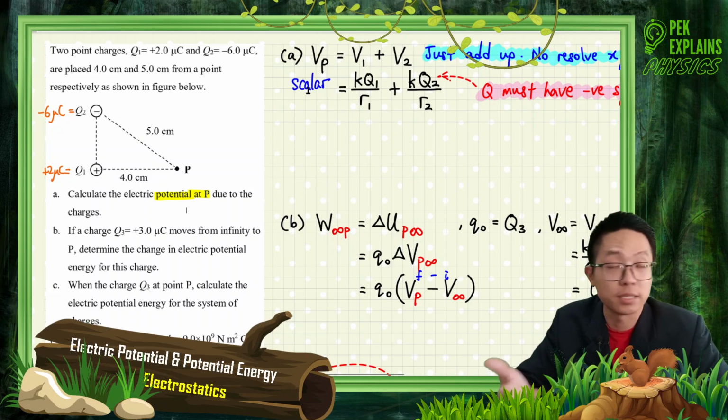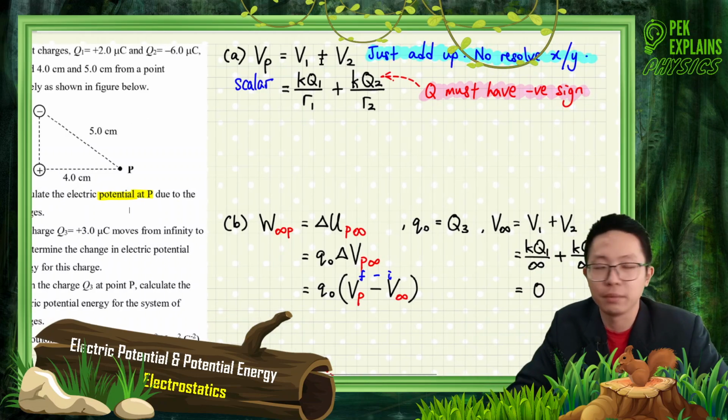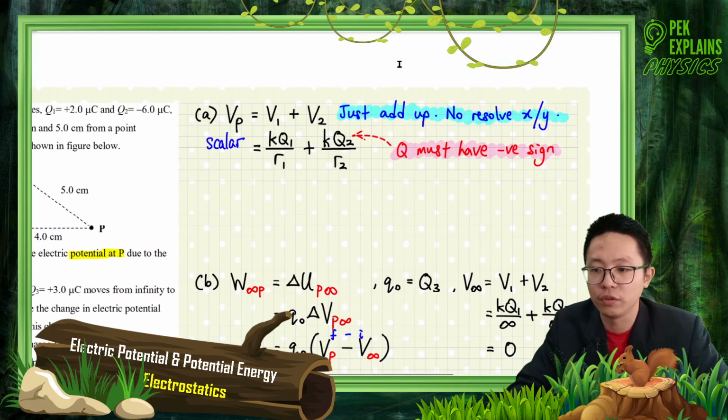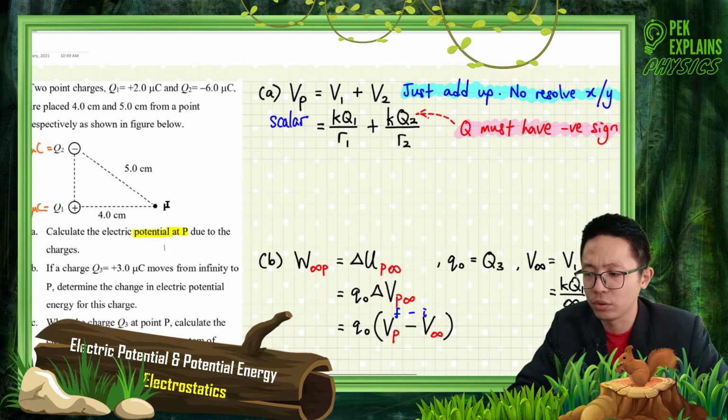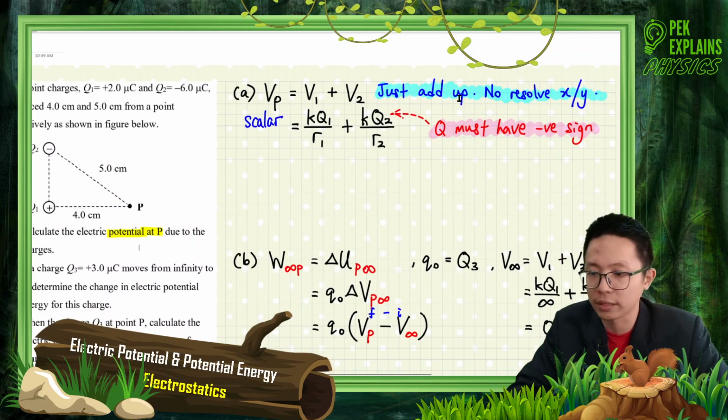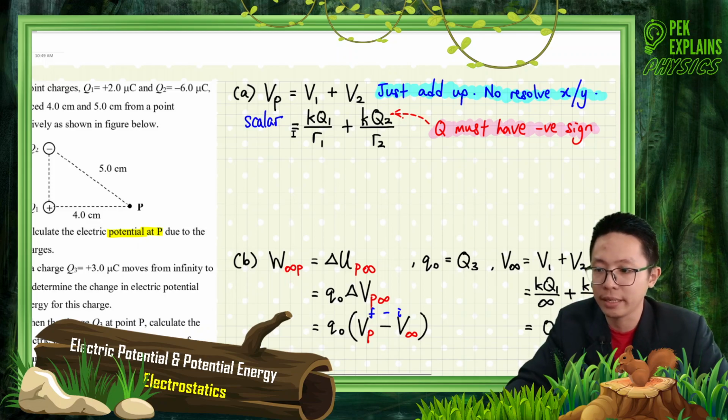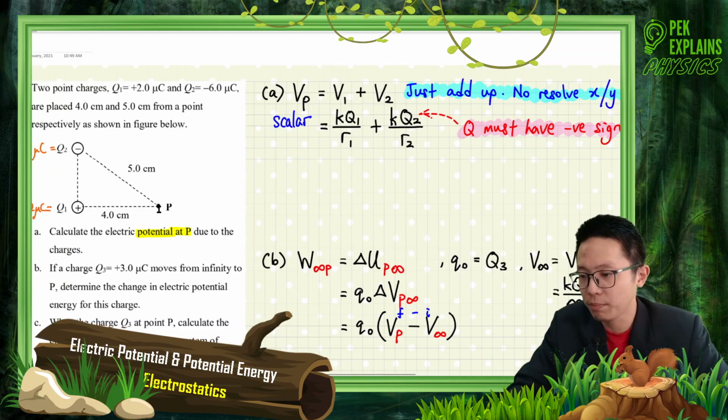Again, potential is a scalar quantity. You just add up the potential. No need to do vectors, no need to draw any arrow or directions or XY components. No vector diagram. You just add up V1 and V2, like 2 plus 1 is 3, 3 plus 2 is 5, 5 plus 6 is 11. You just total up like a scalar quantity, like a number. Just total up V1 plus V2.